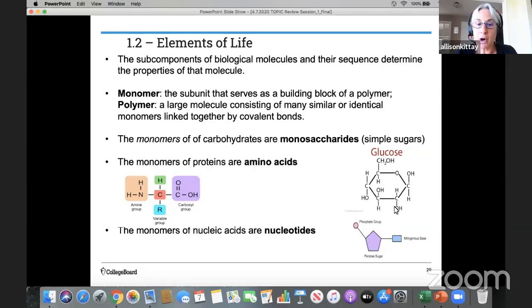The monomers of proteins are amino acids. And I just have a generalized image of an amino acid there. We'll talk more about what those components are in just a minute. And finally, the monomers of nucleic acids are nucleotides. A nucleotide is composed of three parts: a phosphate group, which is why we need that phosphorus, a pentose sugar, and a nitrogenous base. And that nitrogenous base is why we need the nitrogen.